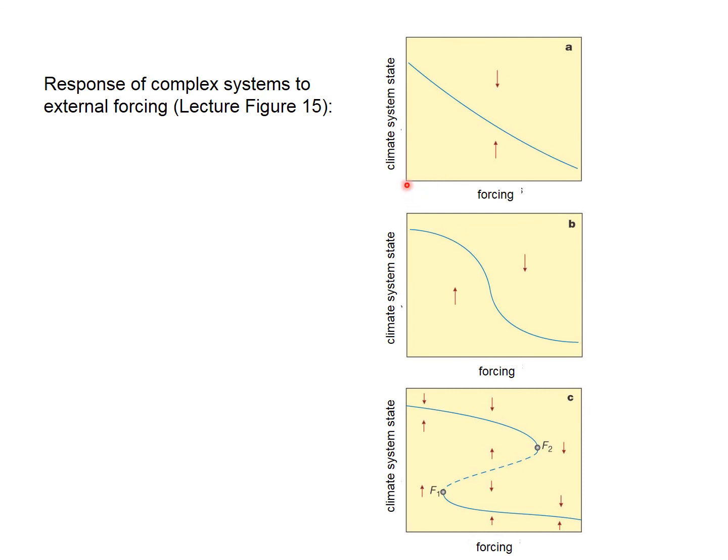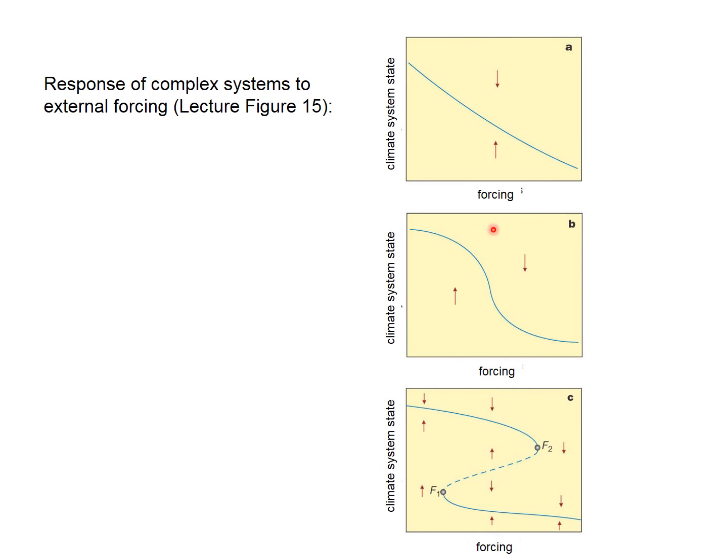So if we give the climate, say, a small forcing, okay, so we basically force it in a small way, we might imagine the climate system state to change a little bit. Okay, so this is kind of a linear response. And if we give it the same forcing over here, we would maybe expect to get a similar response. Okay, so this is not how the climate works.